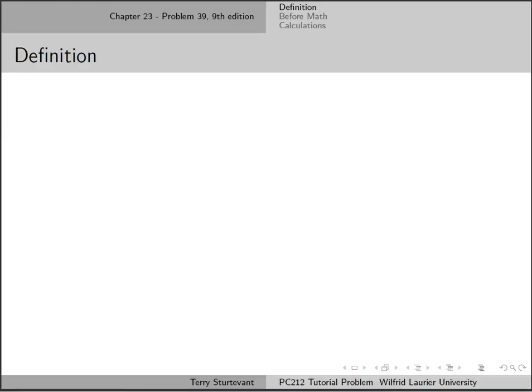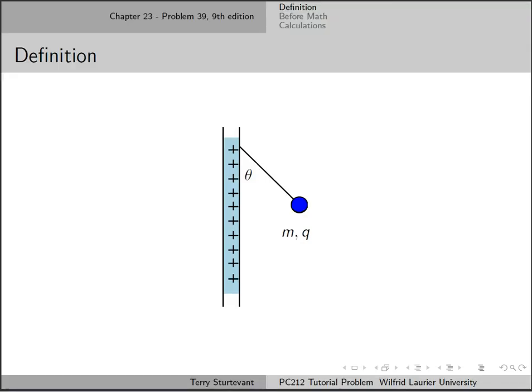This is the solution of problem 39 in chapter 23 of the 9th edition. We have a charged object which has a mass m and a charge q. It's suspended by a string from an infinite charged sheet. The angle it makes with the charged sheet is theta.